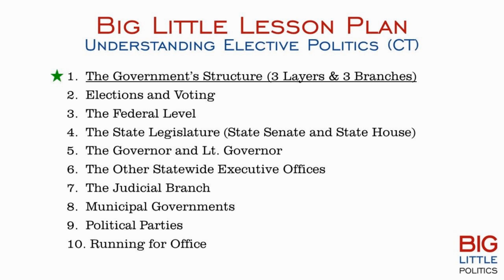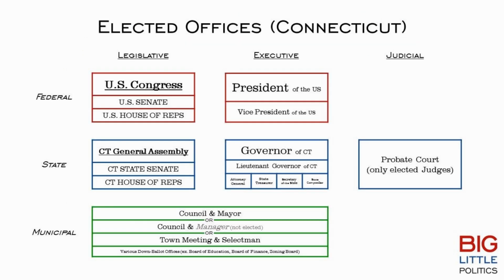So I'm going to look at Connecticut, and I'm also going to specify where things are the same in other states and where things differ, and also where to look if you want to learn that information about a different state. So our first lesson is going to be on the government structure. There are 3 layers and 3 branches. You probably have heard of all of them. We're just going to run through them.